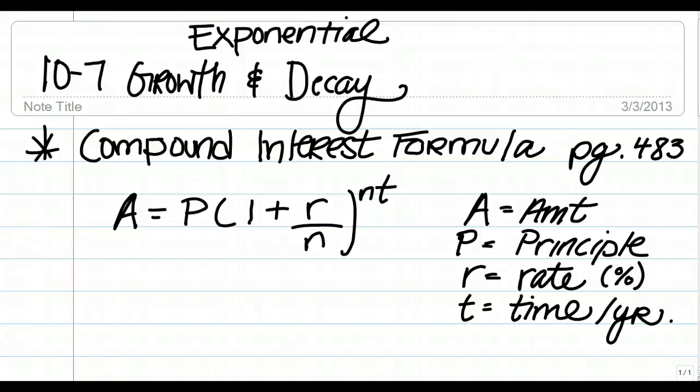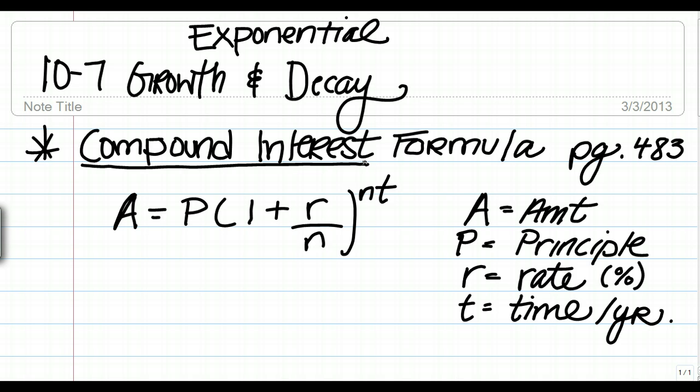We're doing 10.7, exponential growth and decay, and there are three types of word problems you can run into. There's the compound interest problem, there could be a doubling problem, which would be your growth, and there could be a decay problem, which would be like your half-life. So there's three different ones, and the first one I'm going to talk about is the compound interest.